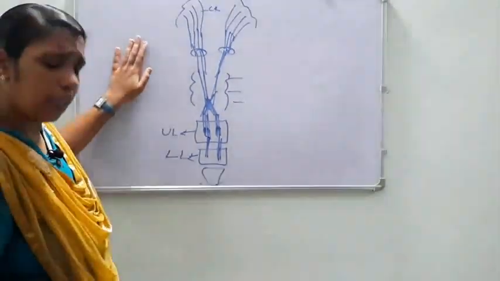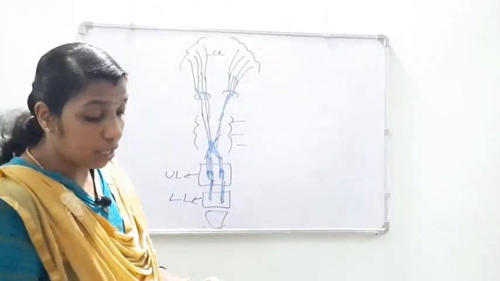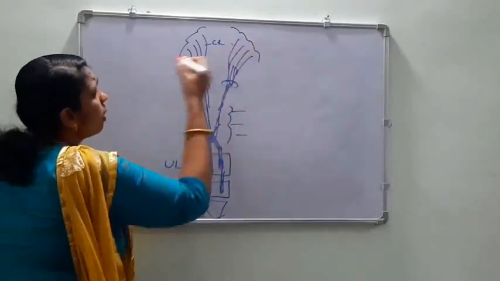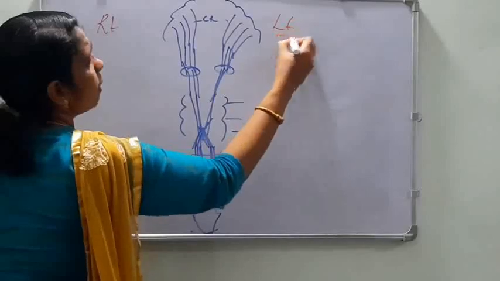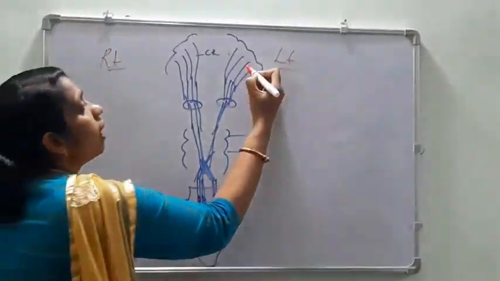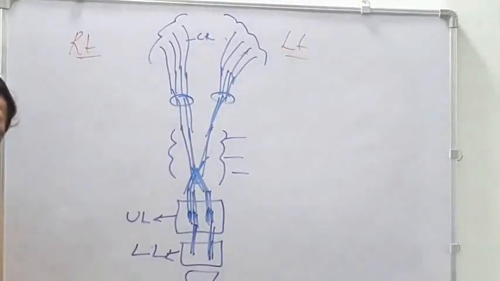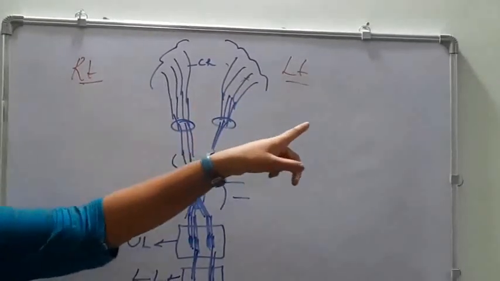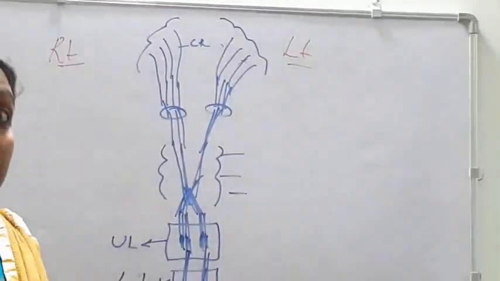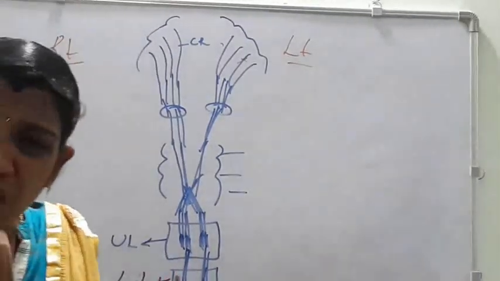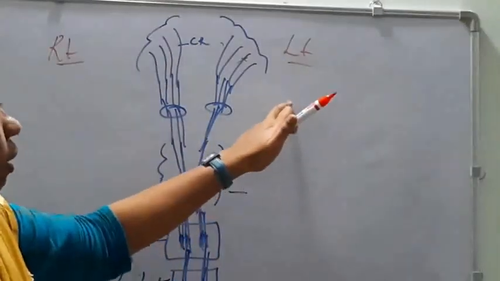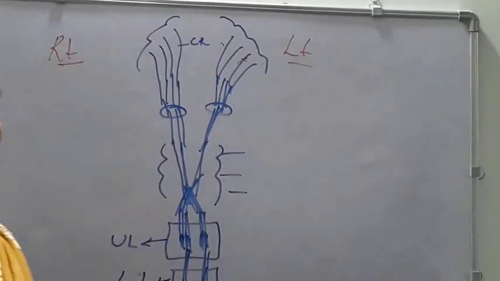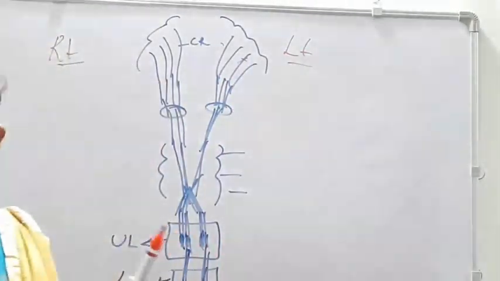So suppose we look at the lesions depending upon the site, and how the symptomatology varies. Suppose this is the right side and this is the left side. Suppose the lesion is here, the smallest tract included in the corona radiata is affected. What happens if it is affected? Very small area on the right side of the person will be affected. Understand? Very small area. Sometimes it will not even be noticed by the patient.